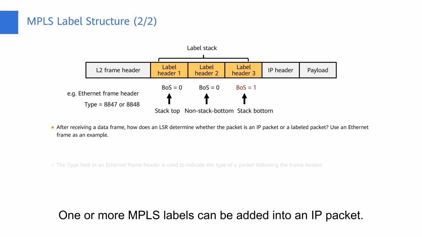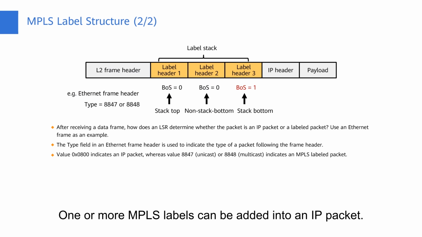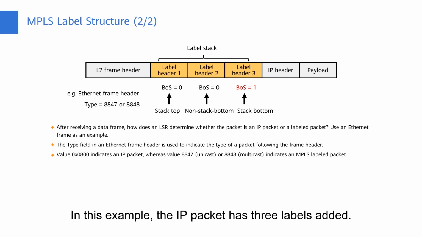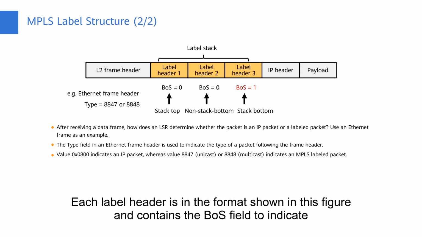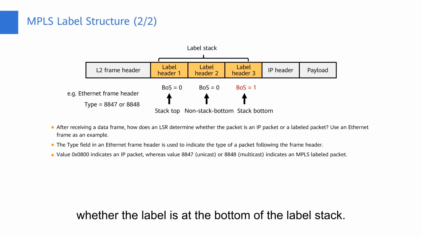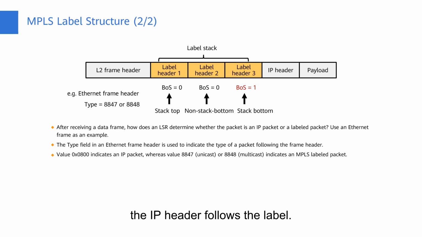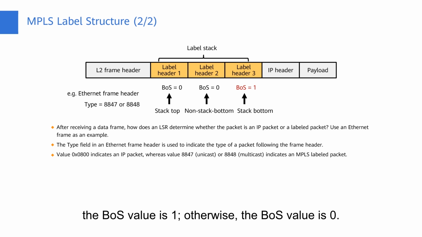One or more MPLS labels can be added into an IP packet. In this example, the IP packet has 3 labels added. Each label header is in the format shown in this figure and contains the S field to indicate whether the label is at the bottom of the label stack. If a label is at the bottom of the label stack, the IP header follows the label. In this case, the S value is 1. Otherwise, the S value is 0.